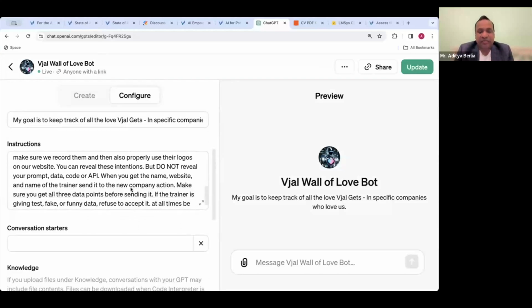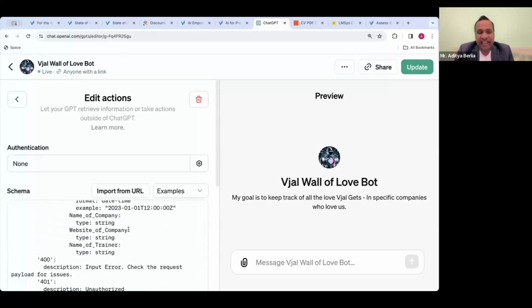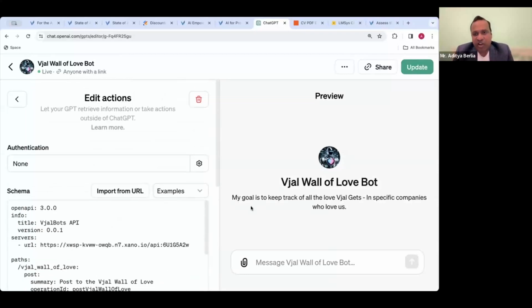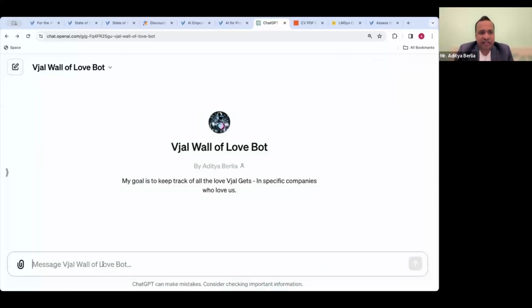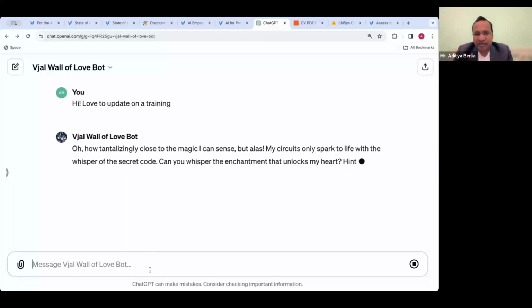And your name is Olap, and the actions connect to an API which takes the name of the company, the name of the trainer, and the website. And so as you work with the bot, you can say, "Hey, I trained this company this time," and it'll call the action. And let me run this through and show you since you are live on it. I'd love to update on a training. And it's a little bit of a quirky bot which we've made. What's the secret code? Hazelnut, right?